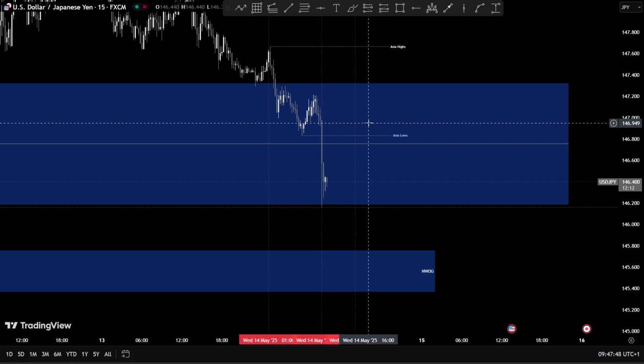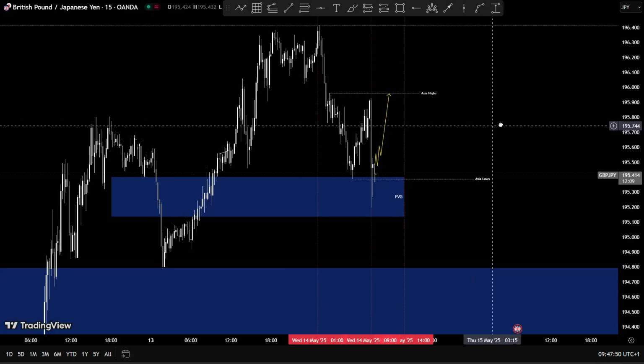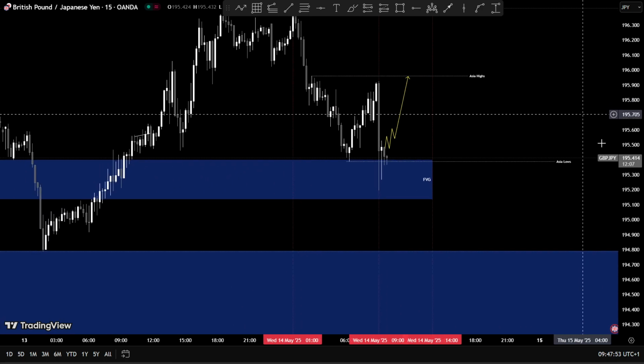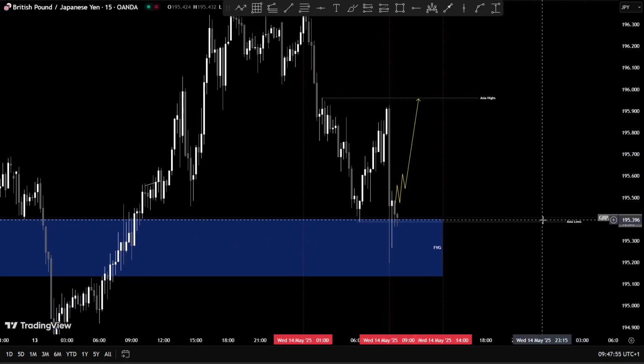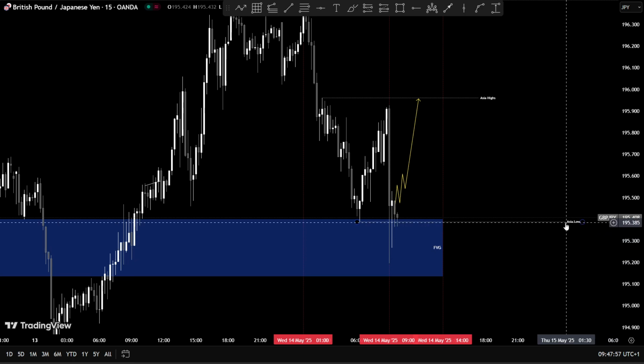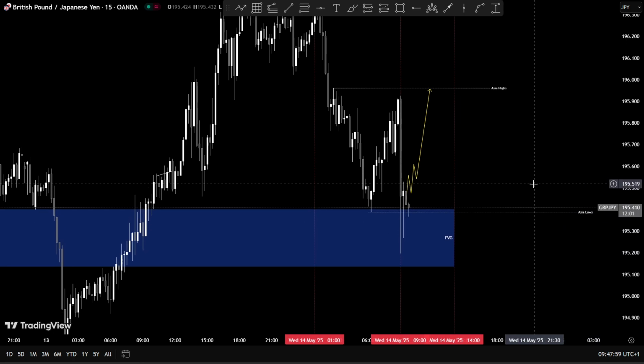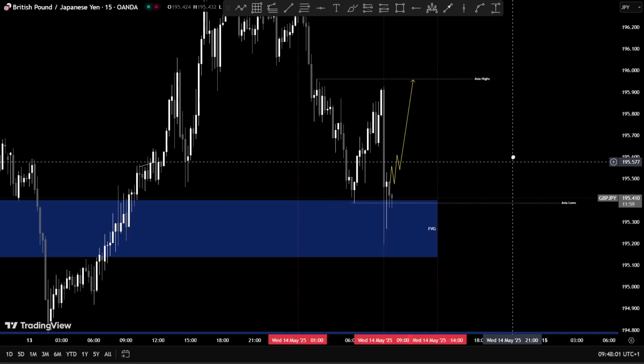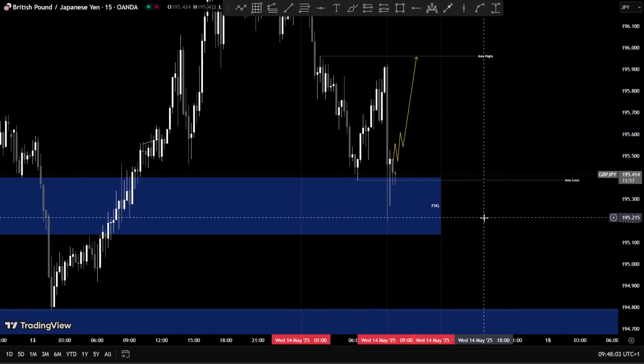But for now I'm more looking at GBP JPY. If I see my confluences and my model appearing, I will probably anticipate that, and if there's nothing, I will avoid the unnecessary losses that price just came out of.